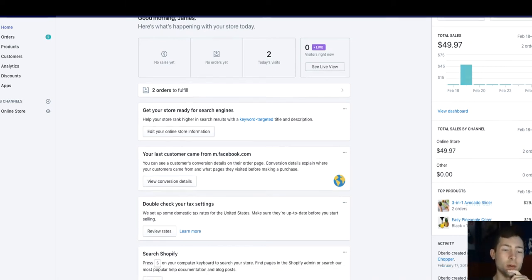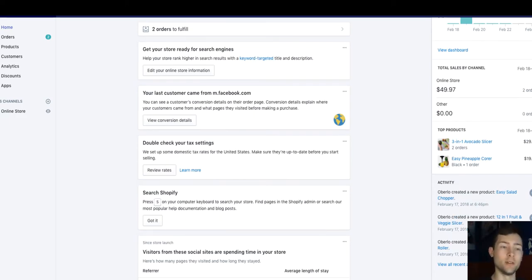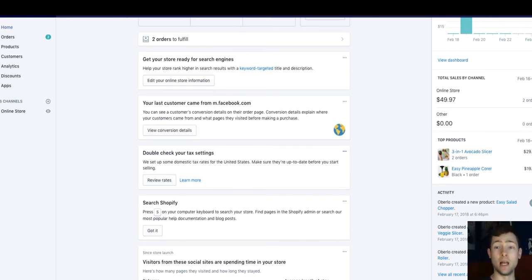As you can see, there's the 2 products that I was selling down here. I was going for kitchen gadgets. I had this avocado slicer and then this pineapple corer here. This is stuff that I've actually seen selling a lot of in the past, and I just wanted to test it out for myself.